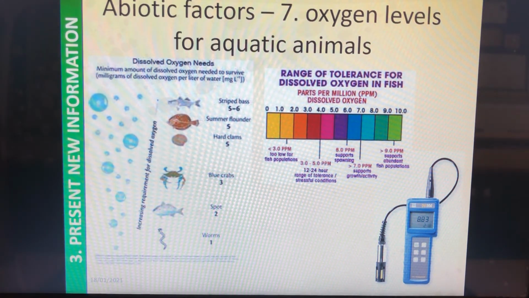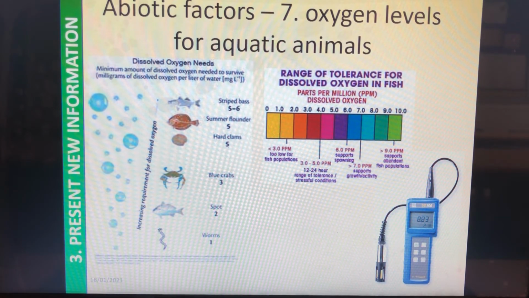So that could be a situation where some sewage has gone into the water, and the bacteria have been feeding on that sewage and they're respiring aerobically, and then that is using up all of the oxygen, so there's less oxygen in the water, and therefore other fish and aquatic life don't get that oxygen.